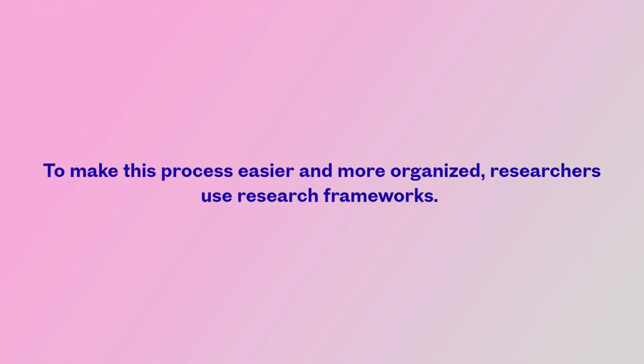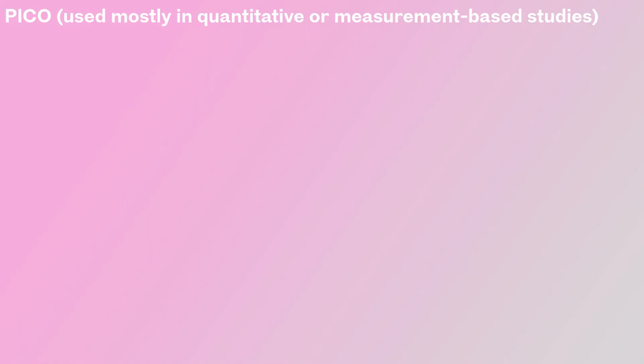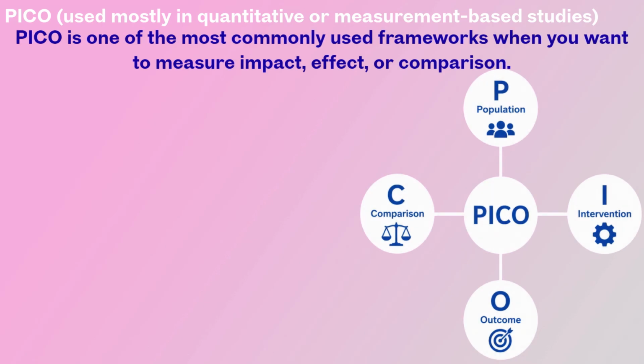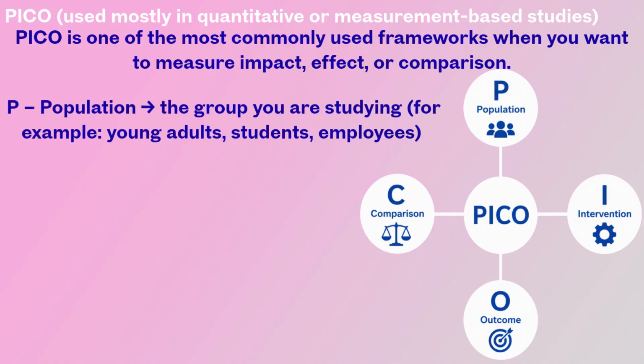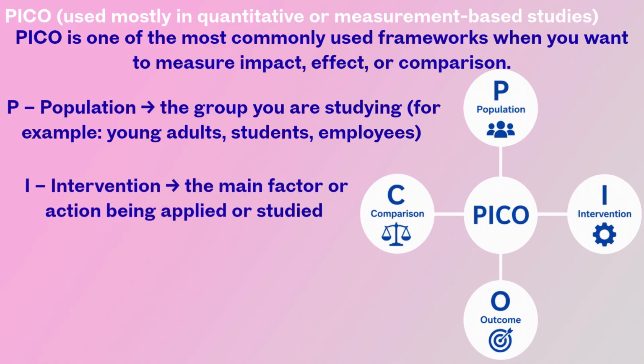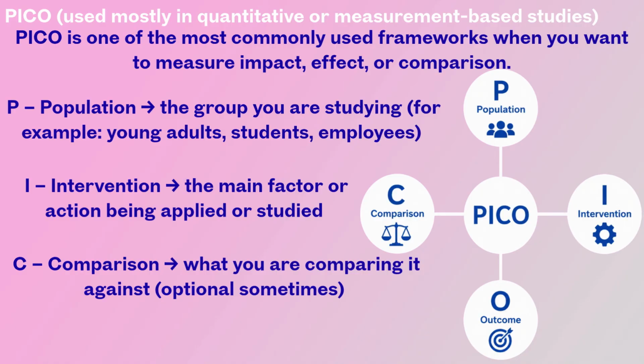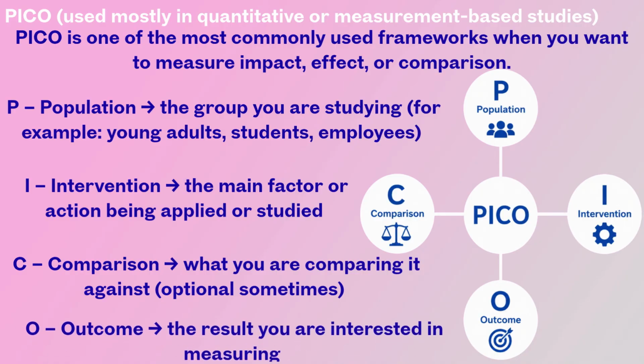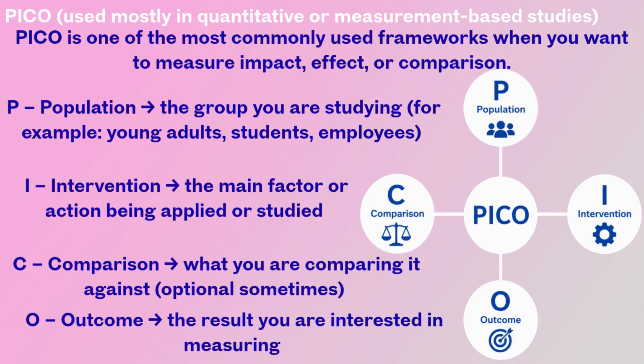To make this process easier and more organized, researchers use research frameworks. PICO, used mostly in quantitative or measurement-based studies. PICO is one of the most commonly used frameworks when you want to measure impact, effect, or comparison. It stands for P, population: the group you are studying, for example, young adults, students, employees. I, intervention: the main factor or action being applied or studied. C, comparison: what you are comparing it against, optional sometimes. O, outcome: the result you are interested in measuring.